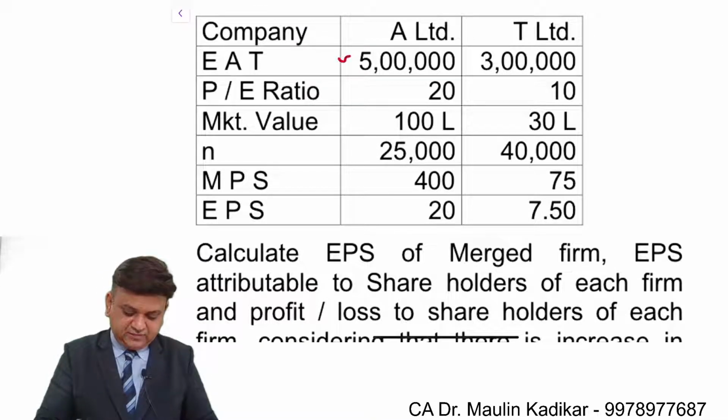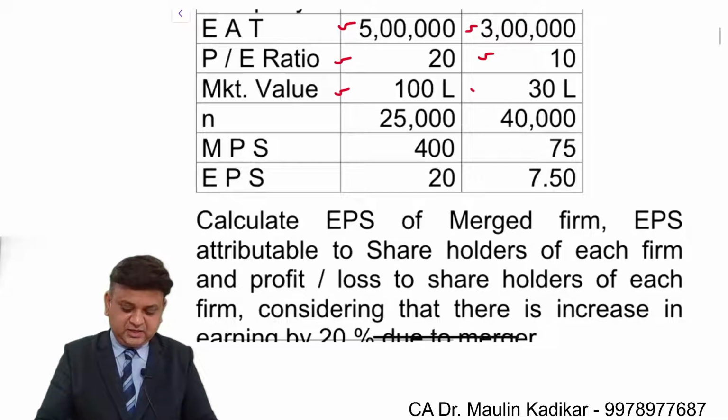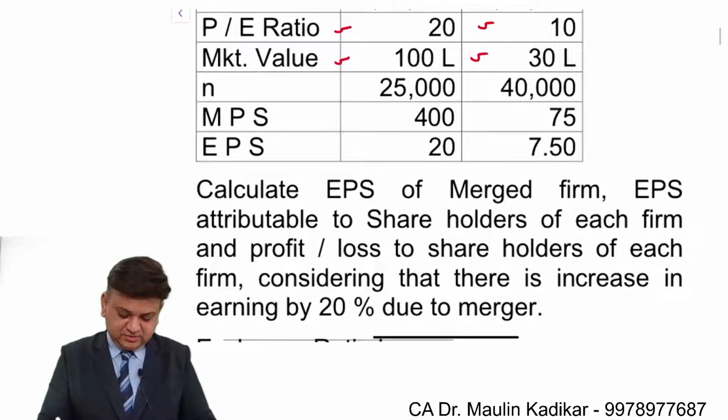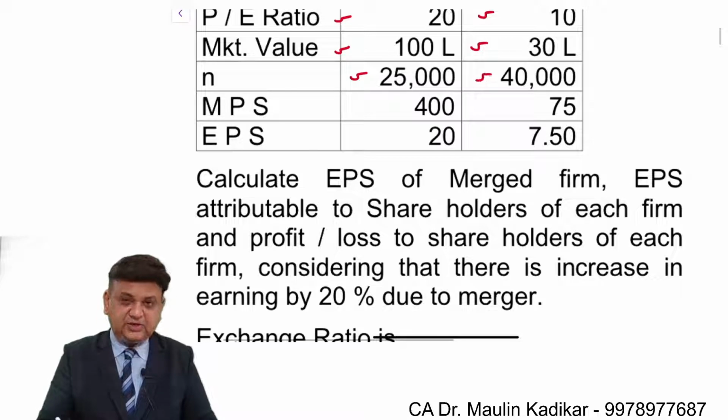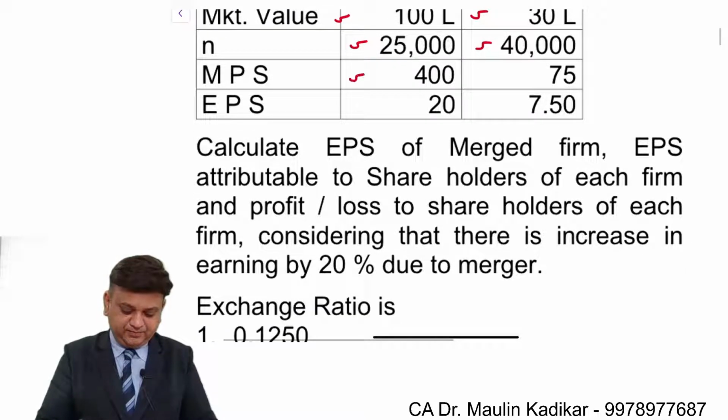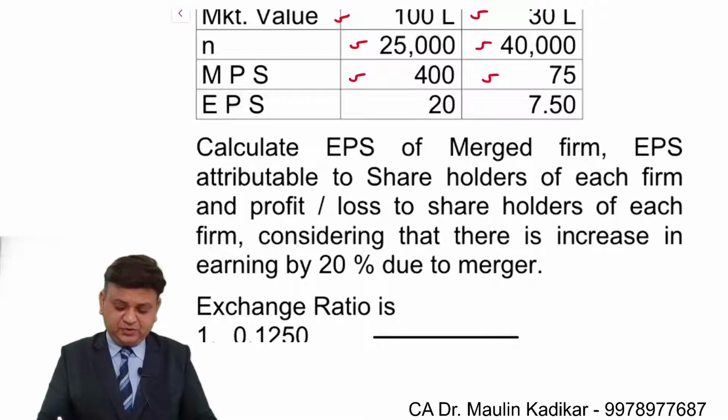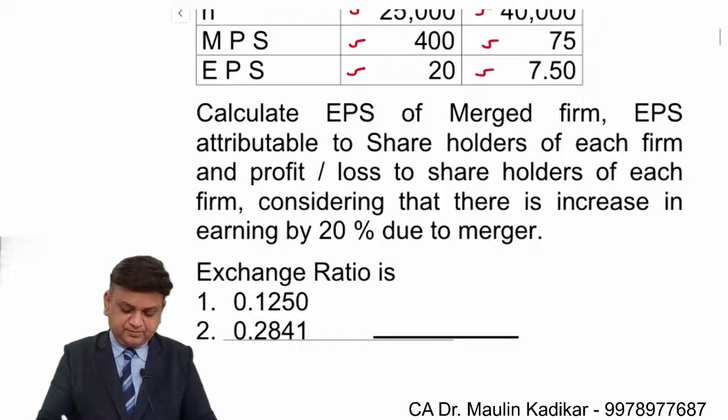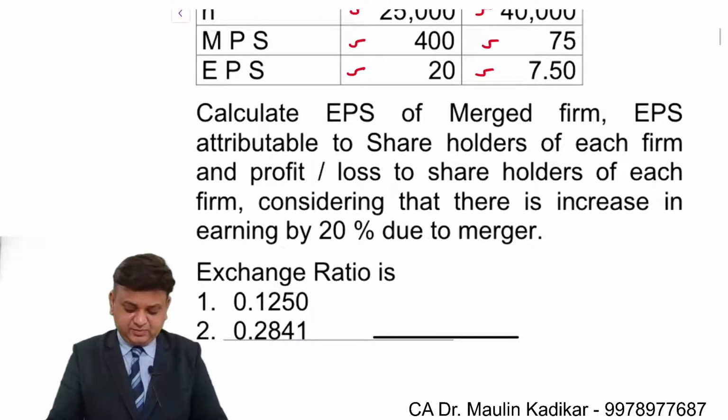Earning is provided as 5 and 3. Price earning ratio is given as 20 and 10. Market value is 100 lakhs and 30 lakhs. Number of shares 25,000 and 40,000. Market price per share is 475. Earning per share is 20 and 7.5.